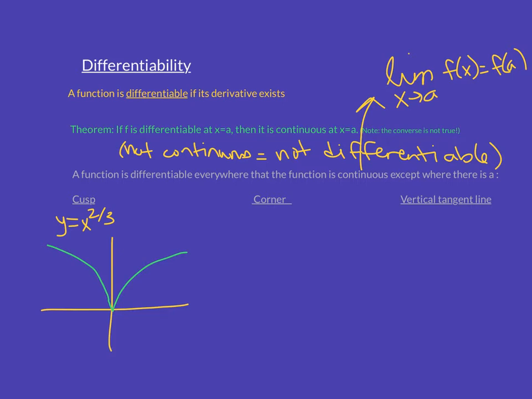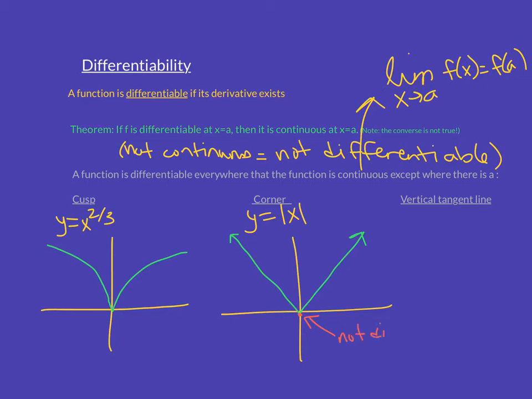Okay, the next one, the corner, this is one that you see a lot. Believe it or not, the graph of y equals the absolute value of x actually has a corner in it, and for that one you're not able to take the derivative at x equals 0. Everywhere, by the way, on these, you can take the derivative everywhere other than where the cusp or the corner or the vertical tangent line occurs. So you can see here that this one has a corner. So I'm going to say it's not differentiable at x equals 0. And I'll say the same thing for the cusp.